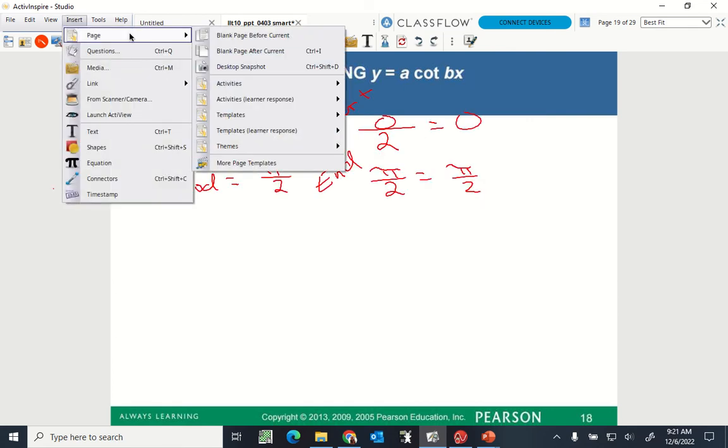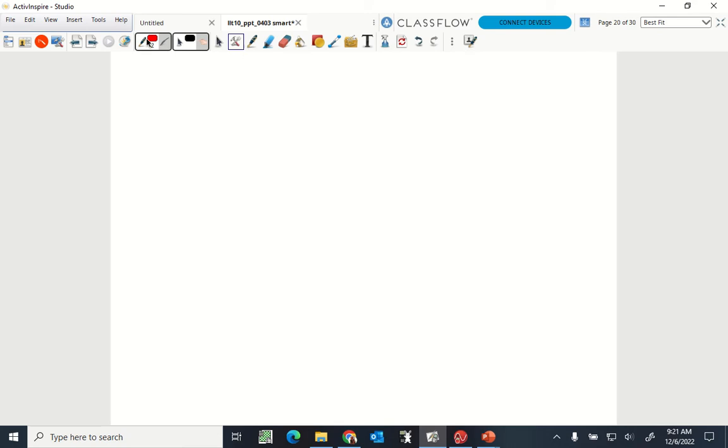So let's take a look. Here's my graph. I'm at 0 and then I'm at pi over, wait, pi over 2, right? Pi over 2. So my start and my end. Yes?